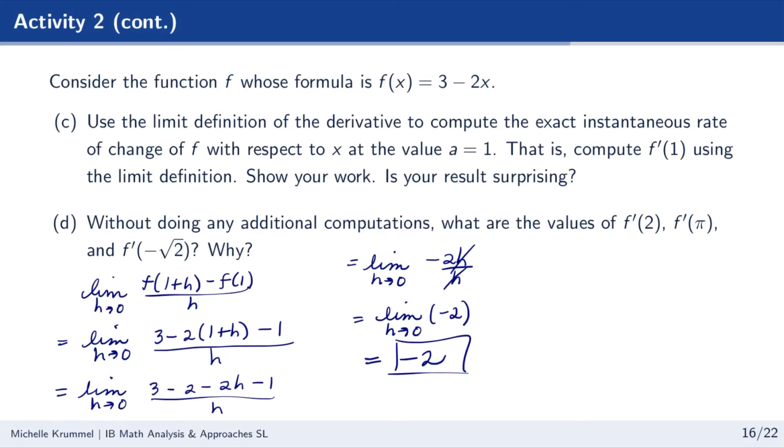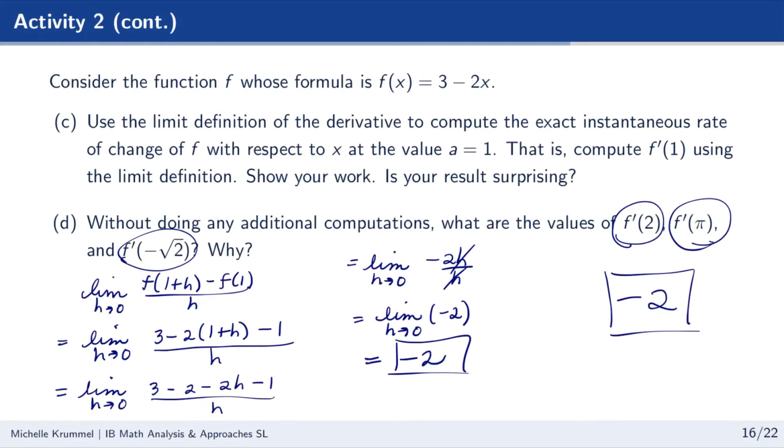So without doing any additional computations, what are the values of f prime of 2, f prime of pi, and f prime of negative root 2? No surprise there, the answer is just going to be negative 2 every single time.